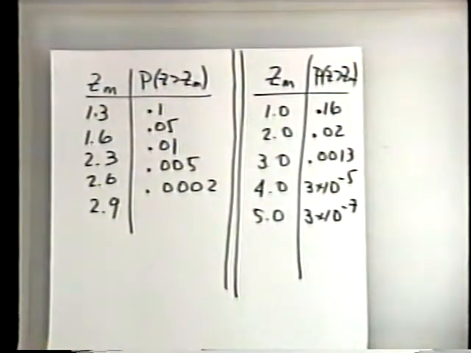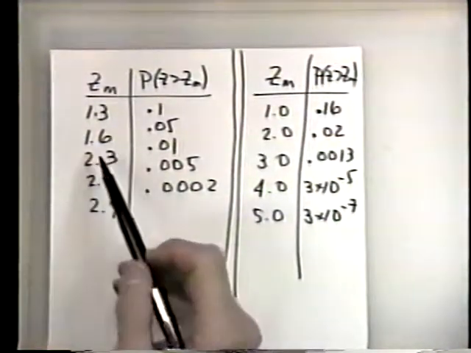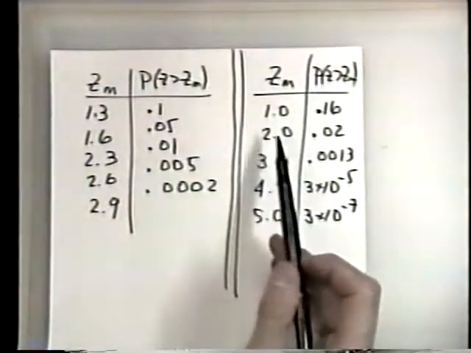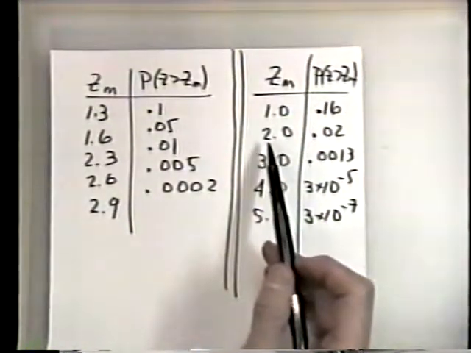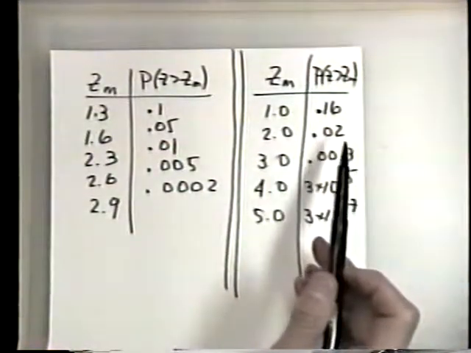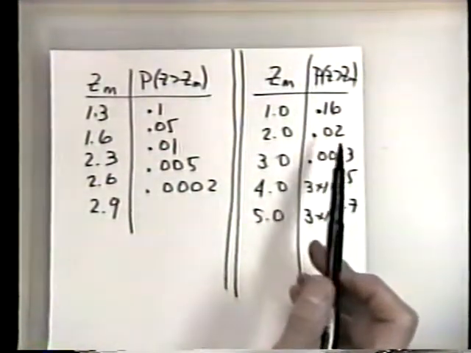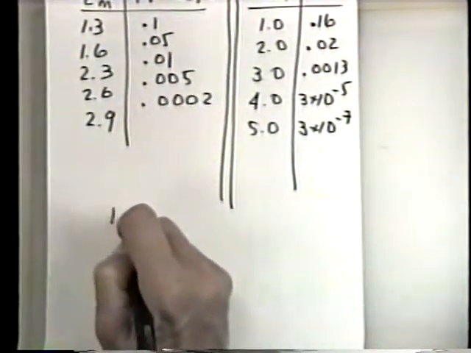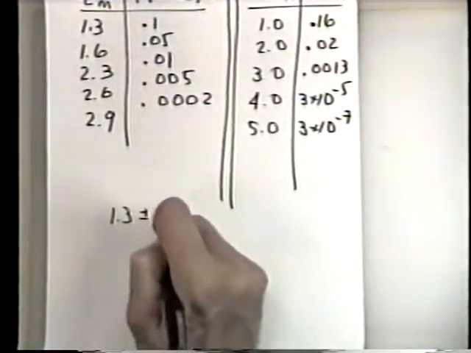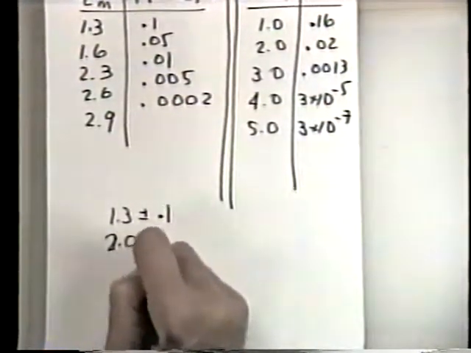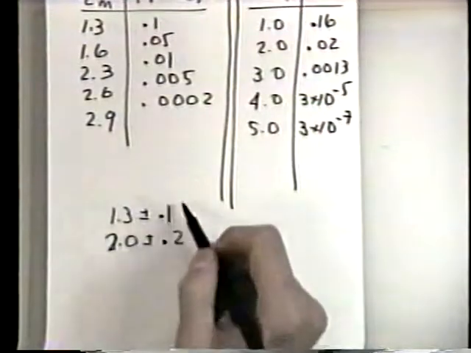Okay. So now we're getting a sense that if the difference between two numbers is about 2 times the standard error of the mean, then the deviation is real. We're going to see this more clearly in a moment. But let's say I had two numbers from an experiment, 1.3 plus and minus 0.1, and 2.0 plus and minus 0.2, where these are really the SEM.